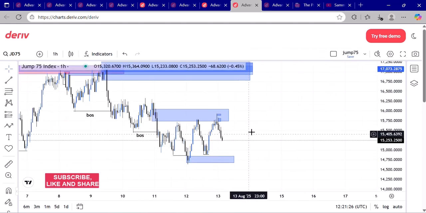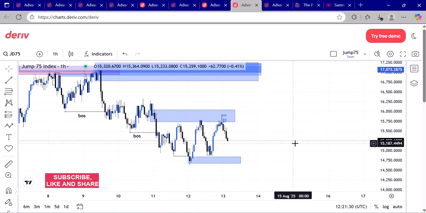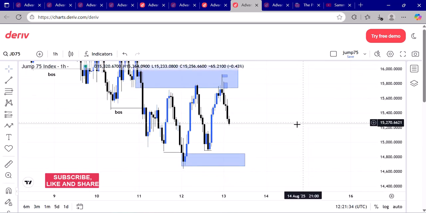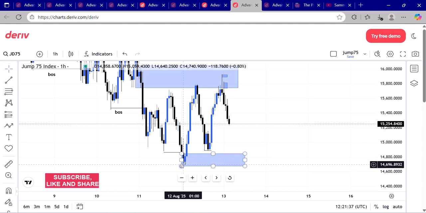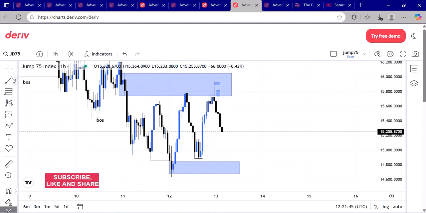So also price is coming. So what do we see here? This is a 1 hour time frame. So what do we see here? Price came in and then it did this. There was a break of structure to the upside here.